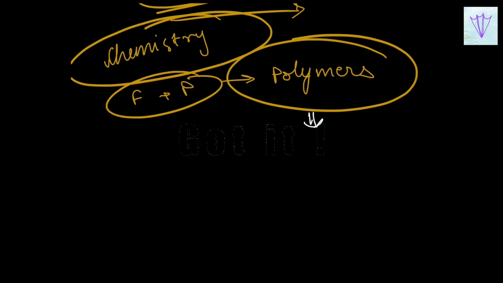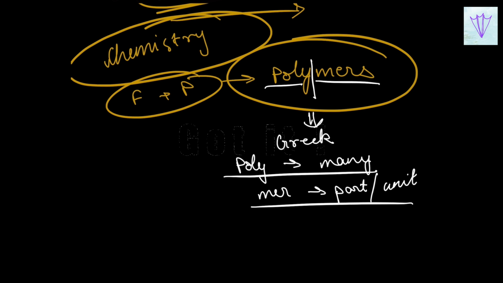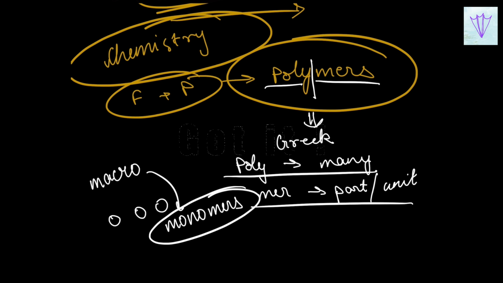The word polymer is from a Greek word: poly means many and mer means a part or a unit. So polymer means poly plus mer. And the polymers are the macromolecules with high molecular weight and are formed by the combination of a large number of small units which are called the monomers. So the polymers are made from the monomers.